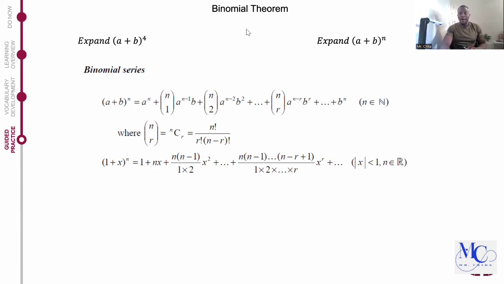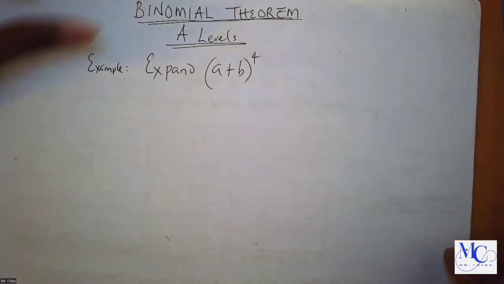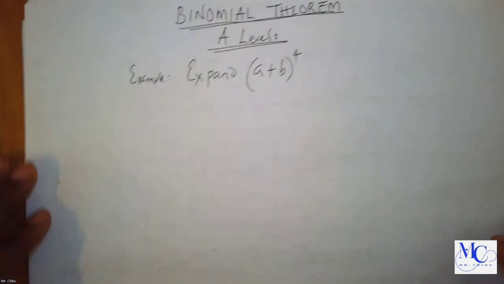Remember, the one on the right with power n, you can use the normal formulas for binomial theorem. The one on the left, you can also use the formula, but there's a quicker way to solve it, and that's the aim of this video. So I'm going to stop sharing and show you my visualizer. Hopefully you can see it clearly.